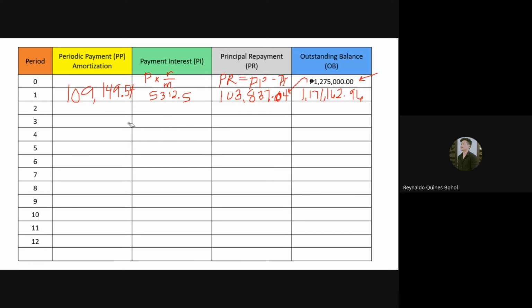Next, for the payment, this is 109,149.54. From 1 month to 12 months, pare-parehas po yan. To get the payment interest of the second month, ito yung magiging fee natin kasi latest na siya. So the latest PI natin for the second month is 4,878.85 for Serenas, ang section mo.